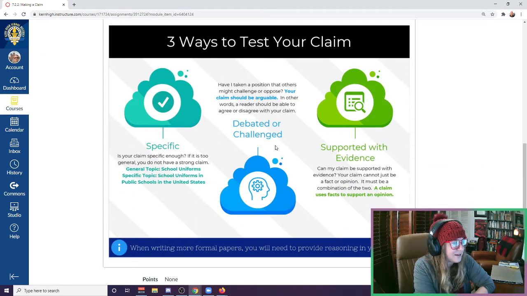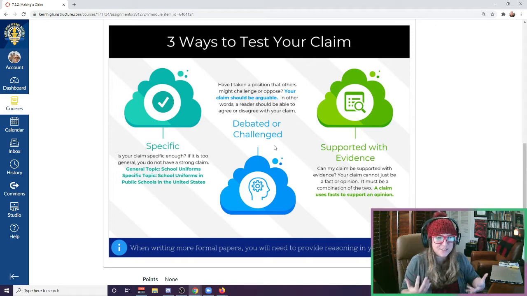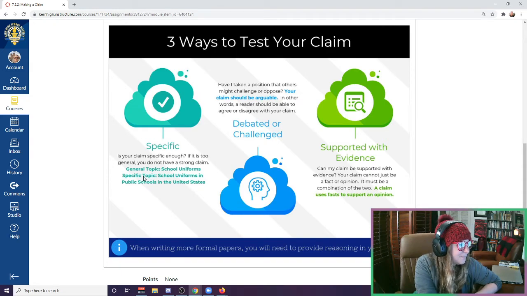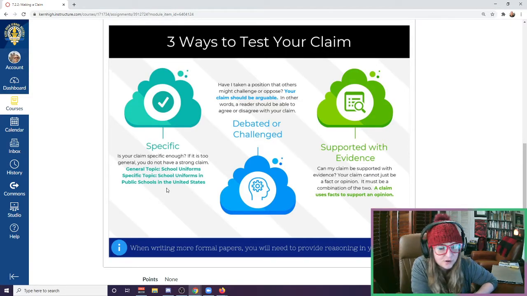Also, there's a flyer here that talks about the three ways that you can test your claim to make sure that it's a strong one. Your claim should be specific. My speech impediment came out there a little bit. You want to stay away from general topics. For example, school uniforms isn't a strong topic to base a claim off of, but if you select the topic that school uniforms in public schools exist in the United States, that can be a strong topic.